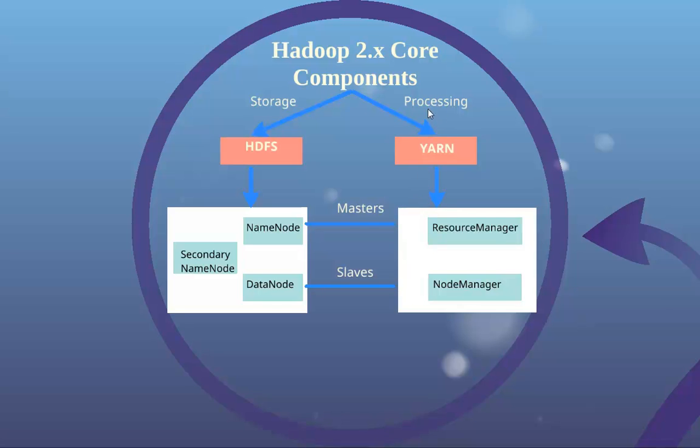Similarly, for the processing part in Hadoop 2.x, there is YARN. In Hadoop 1.x, there is MapReduce instead of YARN. In YARN, there are two components: one is the resource manager and the other is the node manager. Here the name node and the resource manager are the masters. Hadoop has a master-slave structure. Further on we will see in detail how it works.